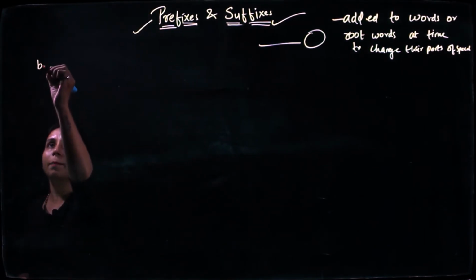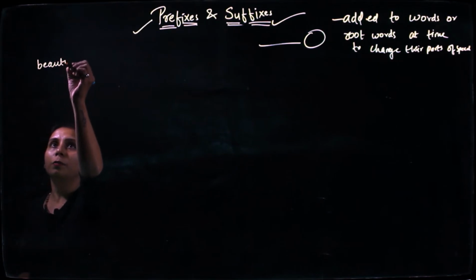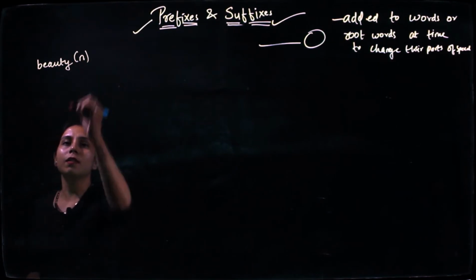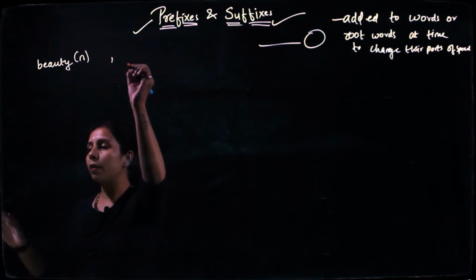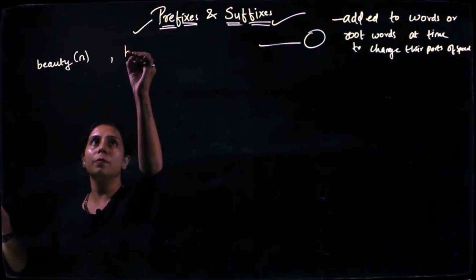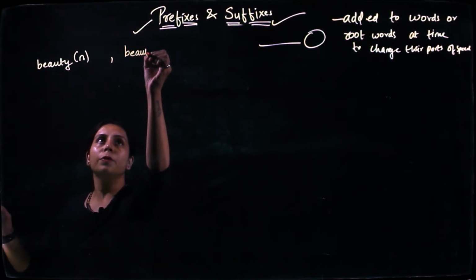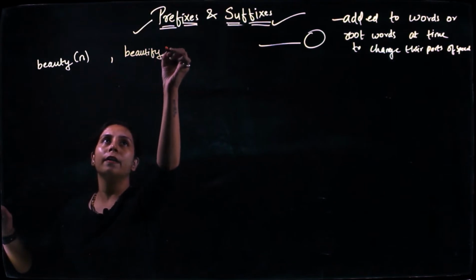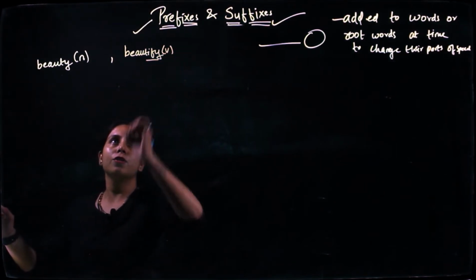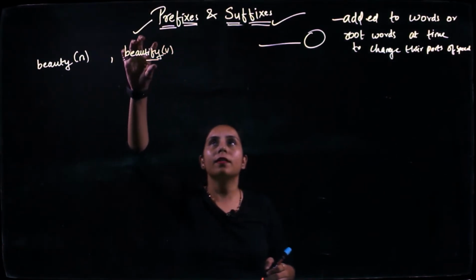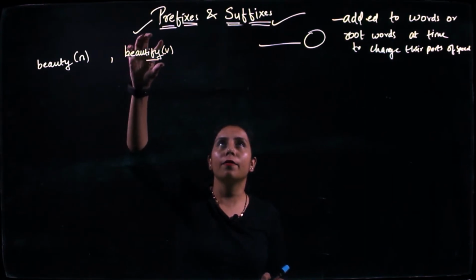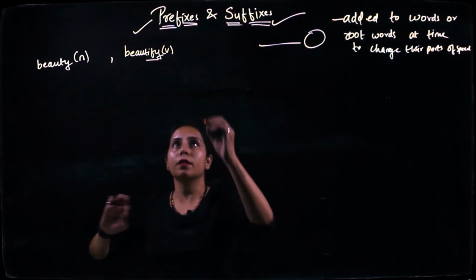So a basic example I would take is beauty. So beauty is a noun. Okay. If I want to change it into a verb, I would say beautify. So automatically it has turned into a verb. I have added a suffix to it, ify. That is a suffix. Okay.